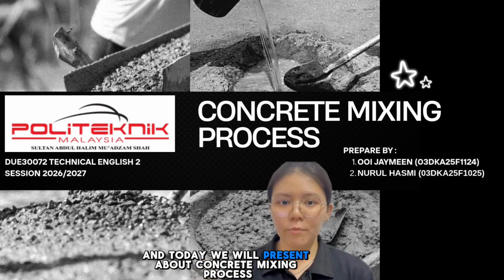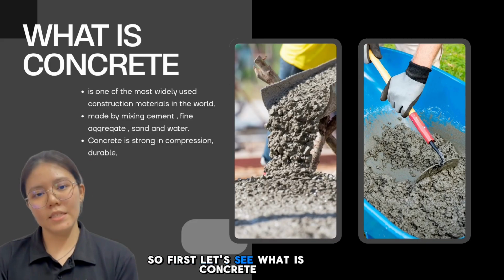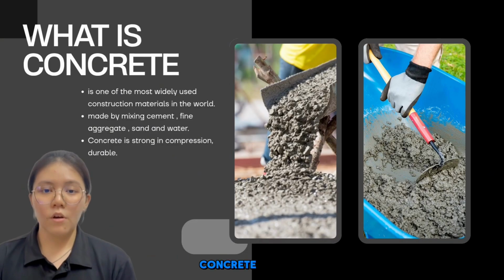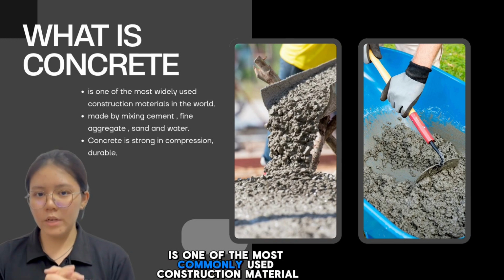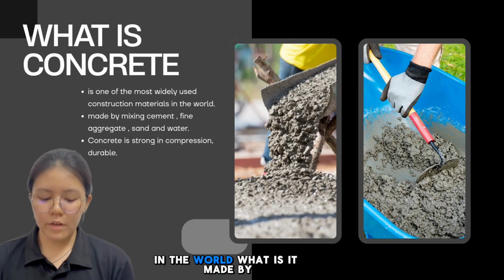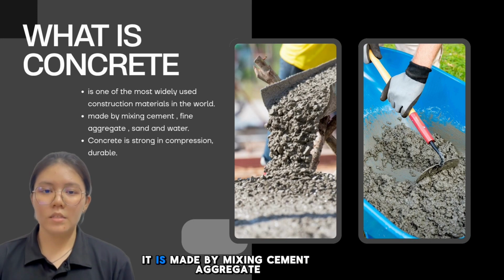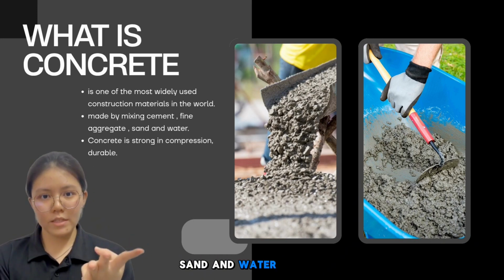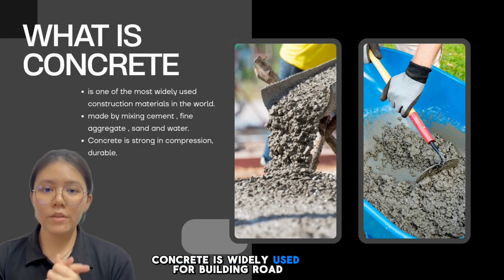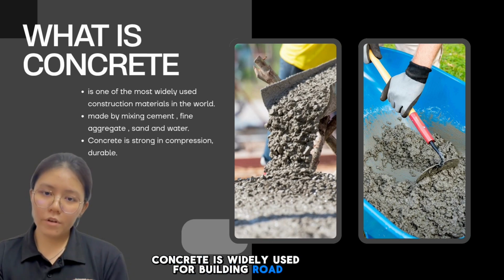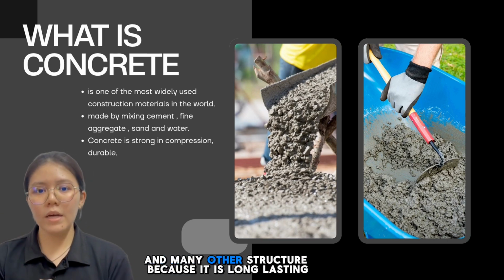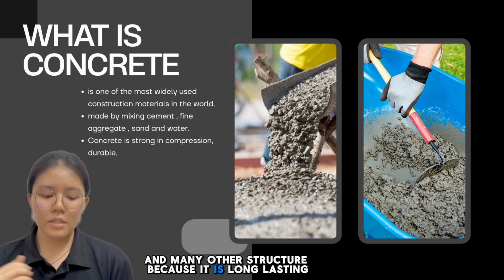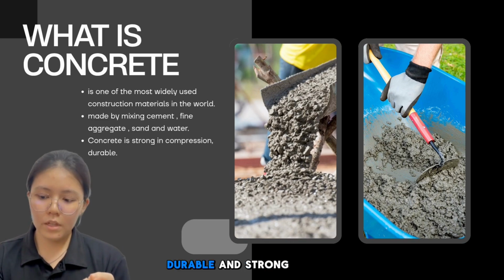And today we will present about the concrete mixing process. So first, let's see, what is concrete? Concrete is one of the most commonly used construction materials in the world. What is it made of? It is made by mixing cement, aggregate, sand, and water. Concrete is widely used for buildings, roads, bridges, and many other structures because it is long-lasting, durable, and strong.